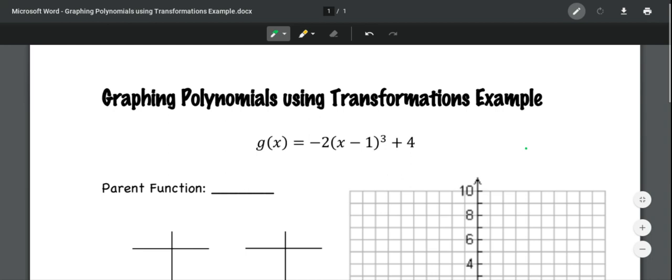Hello, Mrs. Allison here, and today we're going to look at graphing polynomials using transformations. You did something similar yesterday, but I want to do one more example with you just to make sure you are good to go for the assignment for today.